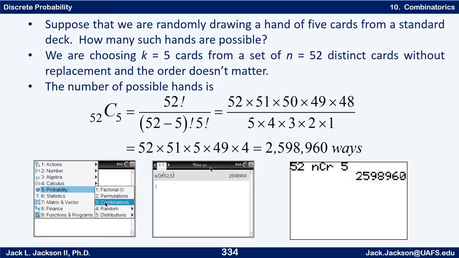So that's 52 times 51 times 50 times 49 times 48. 5 factors there. Divided by 5 factorial, which is 5 times 4 times 3 times 2 times 1. That simplifies there. You can see some canceling going on. That turns out to be 2,598,960. Of course, the shortcut is just nCr on the calculator. Again, on the Inspire, it's Menu, number 5, Probability, number 3, Combination. Then enter the 52, comma, the 5, close parentheses, and enter. And on the TI-84 here, put in the first number of 52, then push the nCr, which is Math, and then left arrow to Probability, and then 5, and enter, and we get the same number.